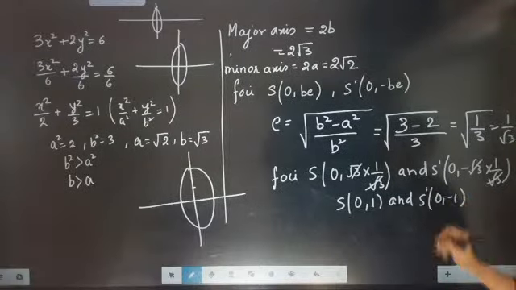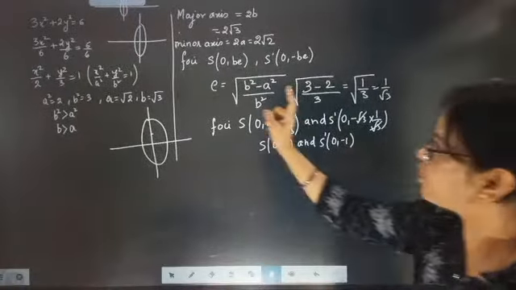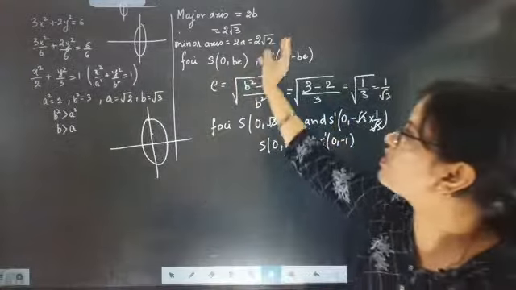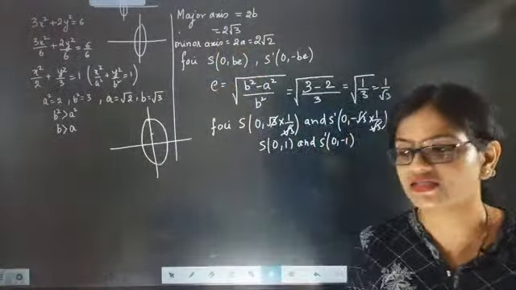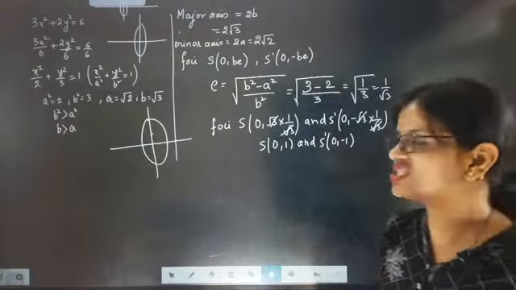Come on, tell me, till here everybody understood? This is a very important point, so I want everyone to practice this very nicely. We got foci, we got eccentricity, we got major axis, we got minor axis. Now it's time to get another important one, that is vertex.